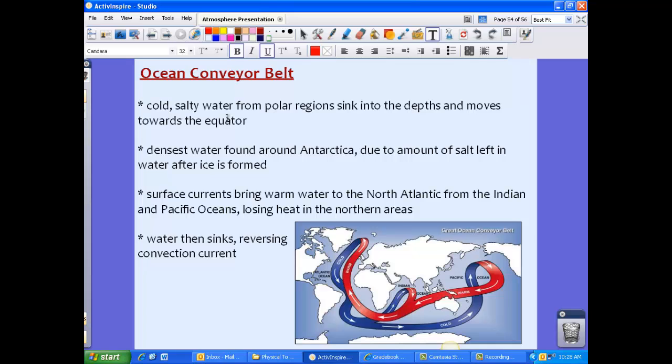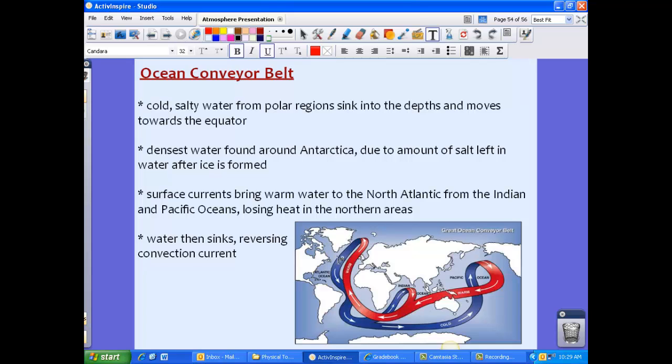Now, the densest water is found around Antarctica, and due to the amount of salt left in the water after ice is formed, this is why we see the densest water there. It's because all the salt gets left. The ice that's there is actually fresh water. So lots of salt gets left, and then it's very, very dense water. So that current will come towards the equator, and those surface currents will bring warm water to the North Atlantic from the Indian and Pacific Oceans, and it loses heat in the northern areas.